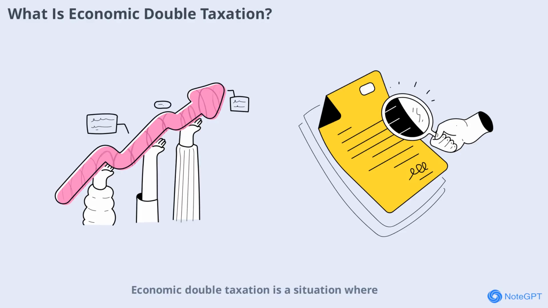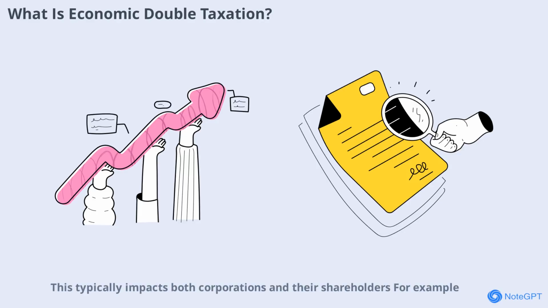Economic double taxation is a situation where the same income is taxed more than once, often at different levels of the financial chain. This typically impacts both corporations and their shareholders. For example, when a company earns profits, it first pays corporate tax on those earnings. Then, if the remaining profits are distributed as dividends to shareholders, those individuals also pay tax on the dividend income they receive.